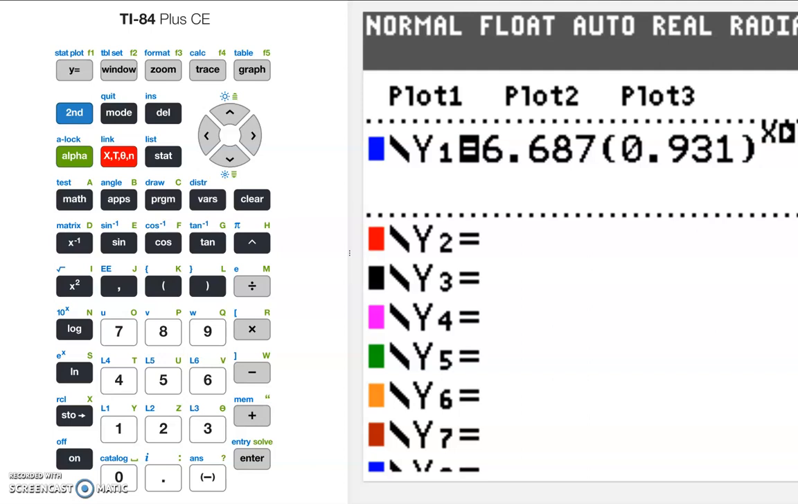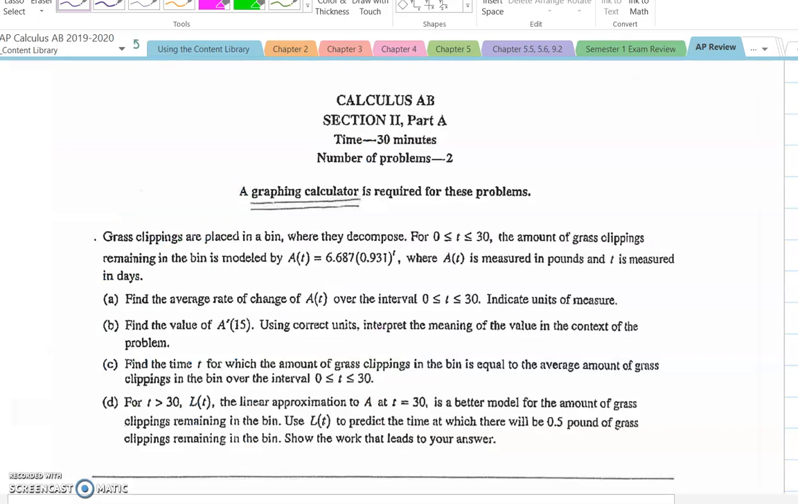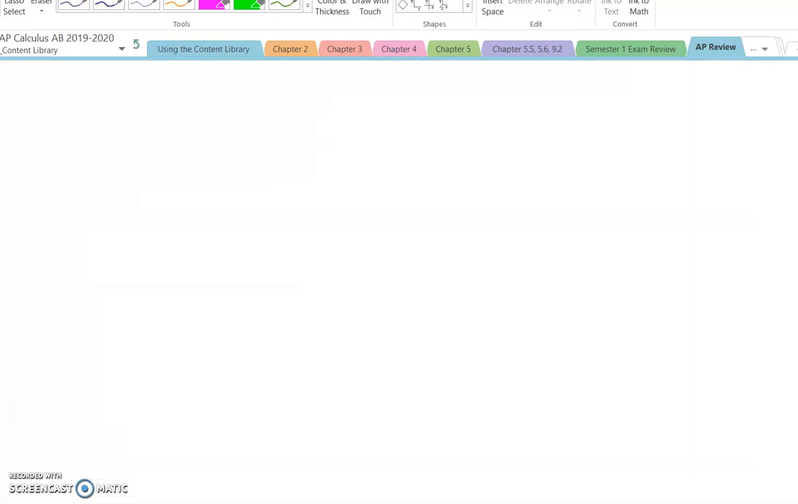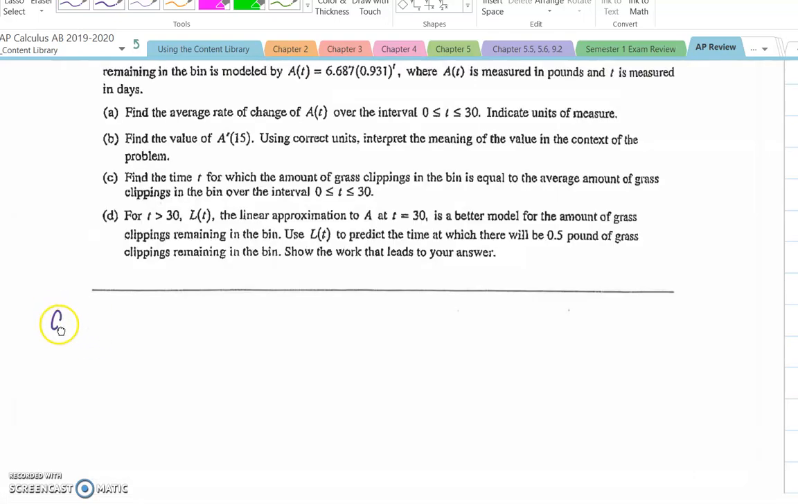So that's a two-part question. One is find the average rate of change, and the other is make sure that you write down the units of measure. And I believe that they would give points to each of those ideas. Average rate of change is just the slope of the endpoints. So we're going to have to come up with points for the endpoints of our function. We have to have A of 30. And those are values that I can get easily with my calculator.